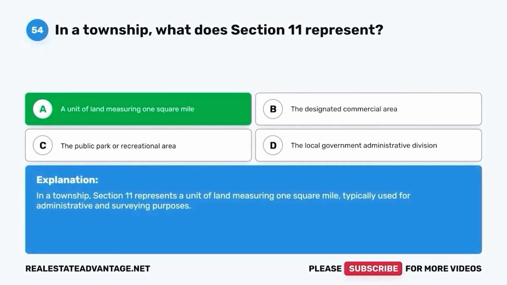In a township, Section 11 represents a unit of land measuring 1 square mile, typically used for administrative and surveying purposes.